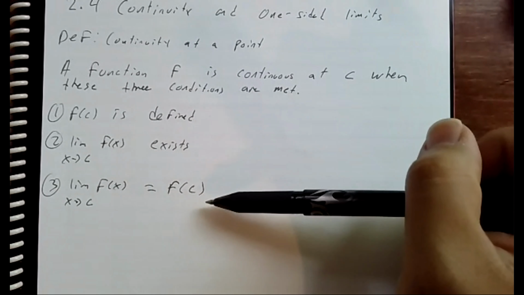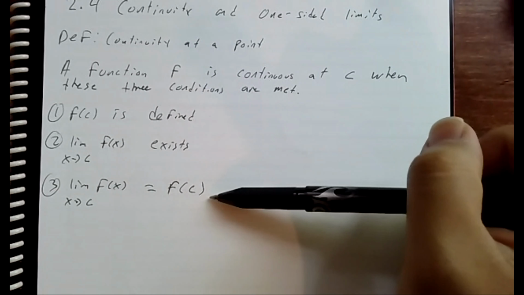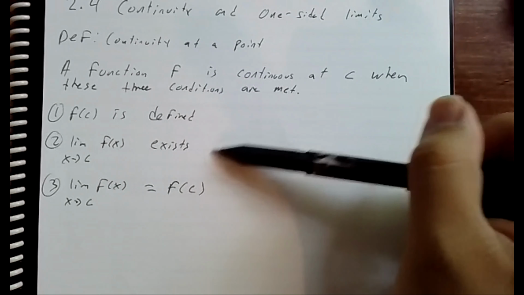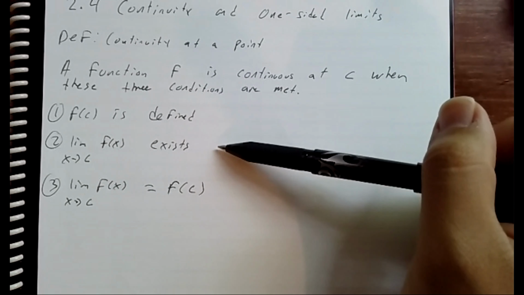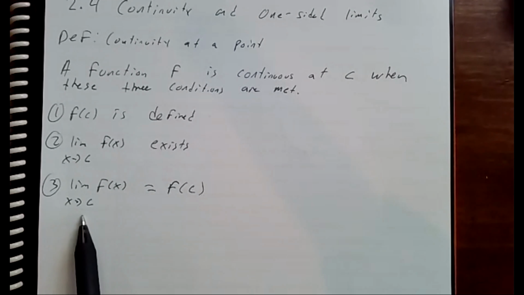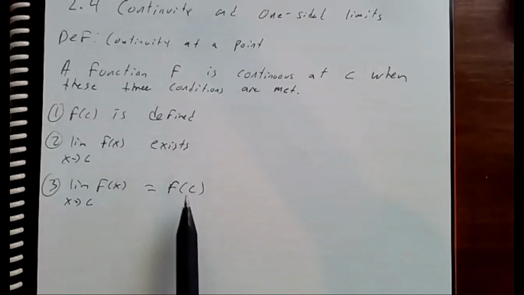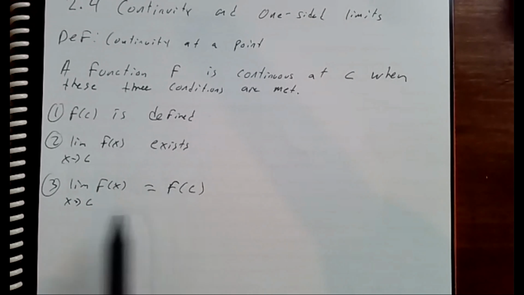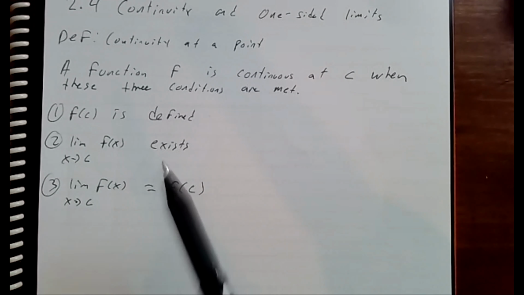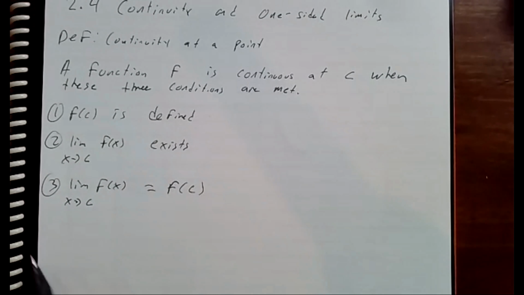But yeah, if the limit didn't exist, right, or if they were different, then that would mean it didn't exist. So it would fail number two. And let's say that the limit does exist, but the f of C is a different number. If they don't match, then it's also not continuous. So as long as one of them fails, then yeah, we're screwed. Not continuous. Let's move on.